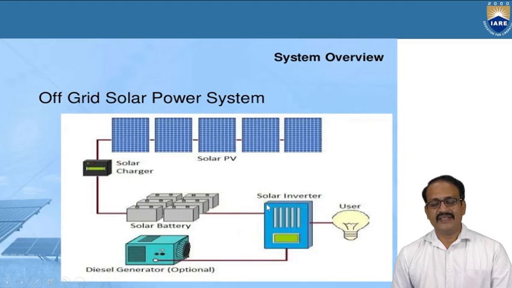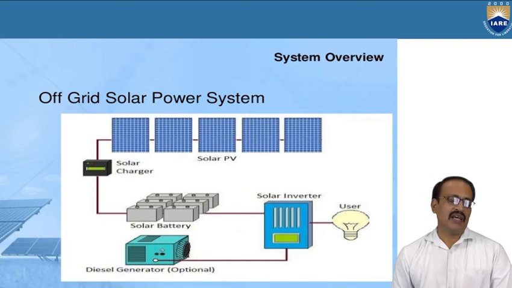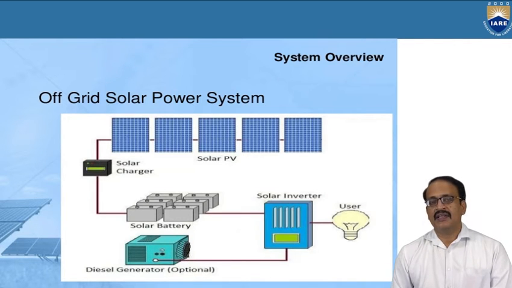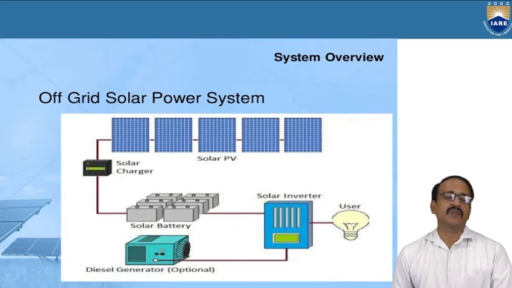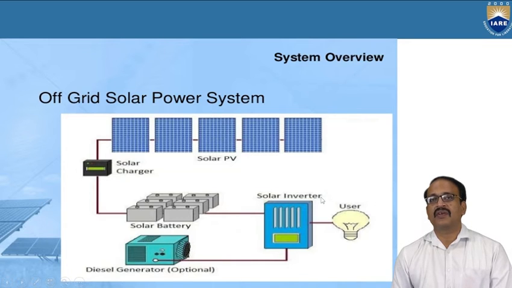So this DC power is only useful for equipment which is run by DC power. Normally, the majority of our equipment is designed to work with AC power. So we need an inverter here.